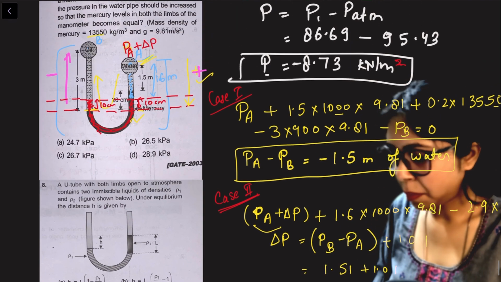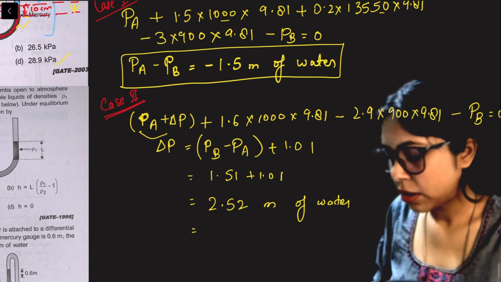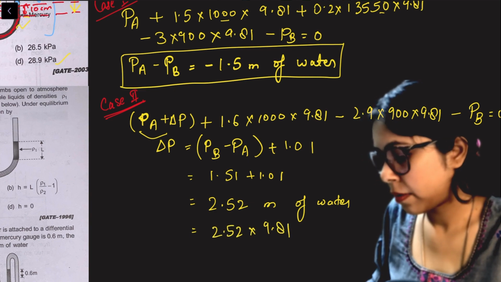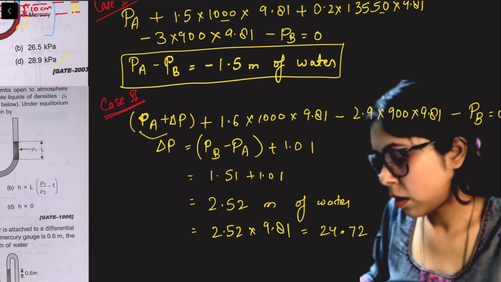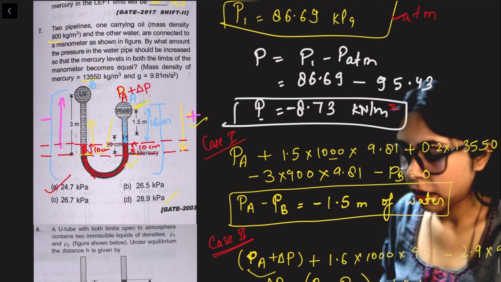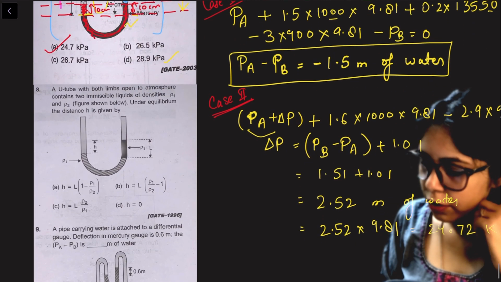I have to give it in pressure. Okay, so height is given. I will multiply it with G. I will get the answer 2.52 into 9.81. It comes as 24.72 kPa. So the answer is 7th A. So this is the 7th question. Now we have question number 8.